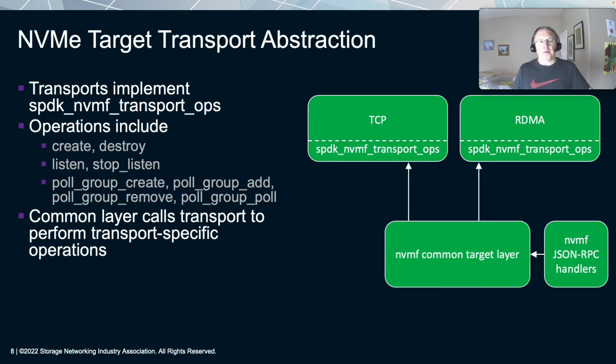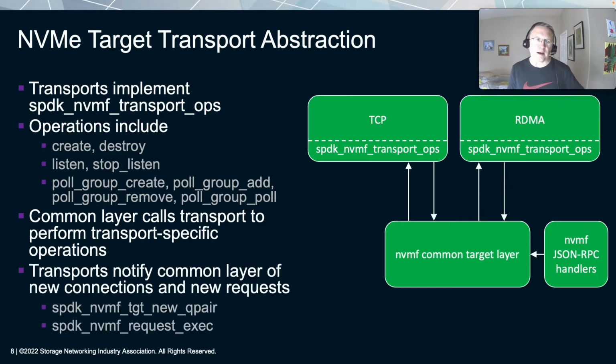And so effectively what happens here is, in a lot of cases, the administrator is interacting with the NVMe-oF JSON RPC interface. It's calling into the common target layer. It'll do some amount of code that's common across all the transports, and then it'll effectively call into whichever transport is actually being operated on to perform some transport-specific operation.